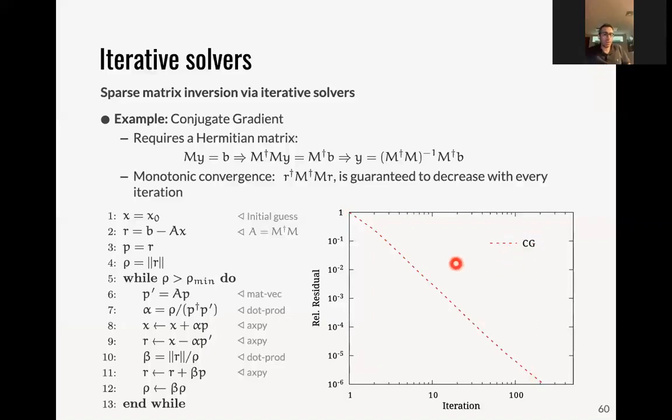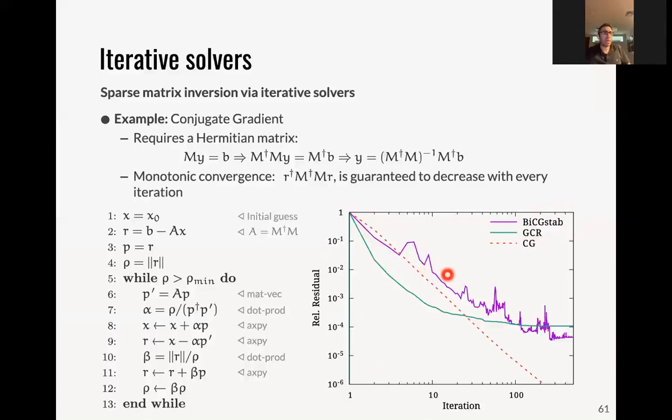And so this is conjugate gradient. And if you do the same inversion with some of the other methods, which might not have the same nice properties as CG, then for example, here in this case is biconjugate gradient stabilized, BiCGStab, which is not guaranteed to have a monotonic convergence. So you see things like this.